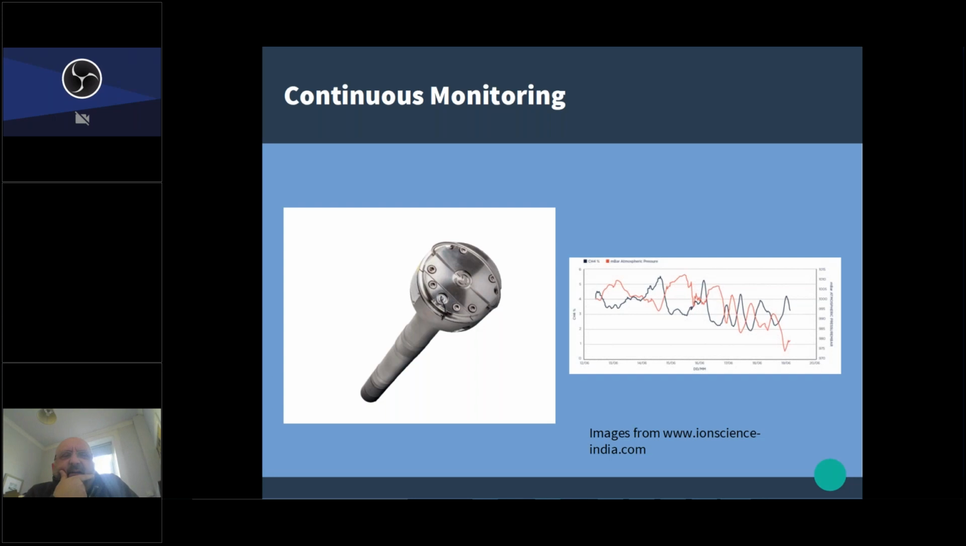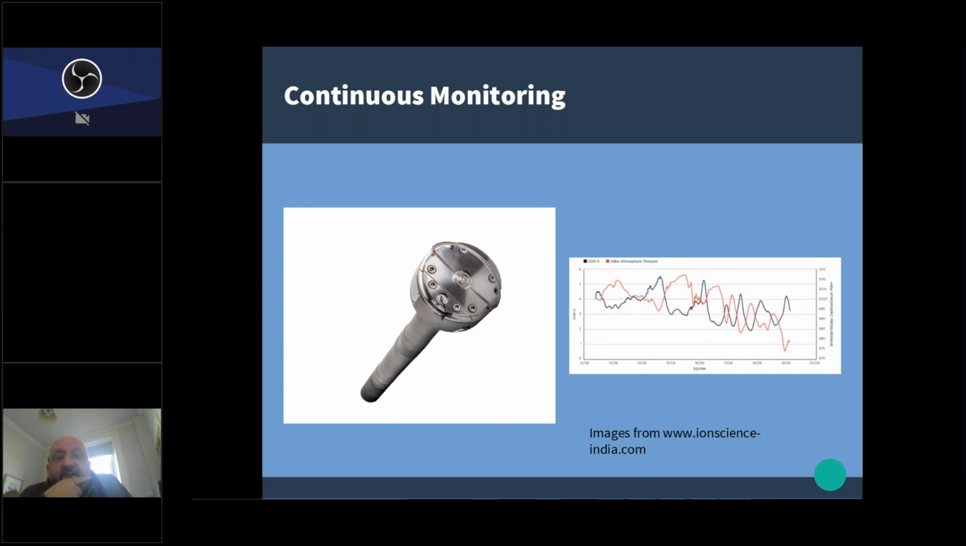CIRIA produced a technical bulletin on continuous gas monitoring, and folk will probably have heard about Ground Gas Solutions. They've been the guys that have done a lot of the work on this. The images there are from Ion Science, the manufacturer. You've got this thing that sits in the borehole. The tube sits down a standard 50 mil well, but you need a bit more headspace than you sometimes give in order to accommodate the unit at the top.